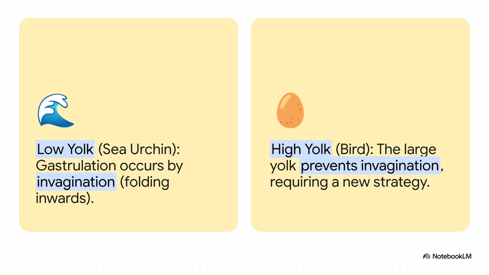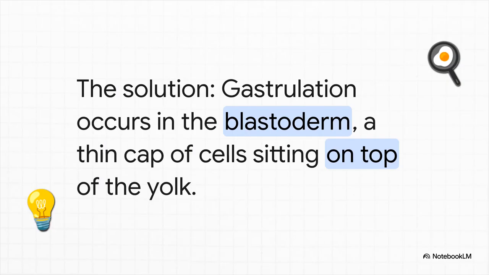It's like trying to fold a piece of paper that's been glued to a bowling ball. It's just not going to happen. So you need a whole new strategy. And here is the bird's absolutely elegant solution. Instead of even trying to move the yolk, the embryo just works around it. All the action, all the construction happens in this super thin, flat cap of cells called the blastoderm, and it just sits right there on the surface of the yolk, leaving the yolk completely out of it for now.